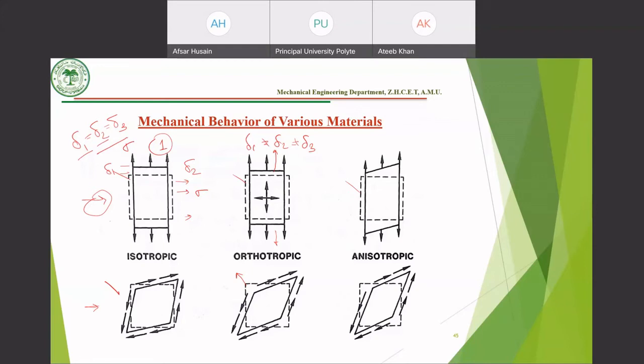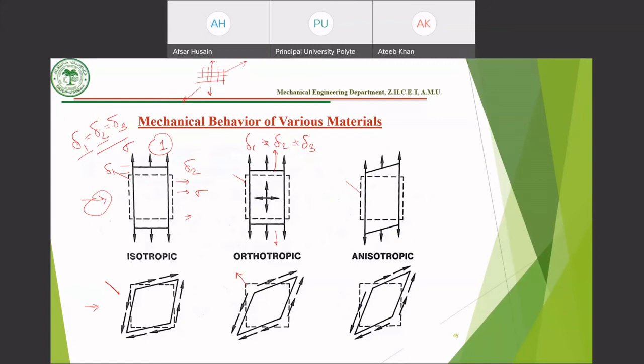But if I apply the load at an angle of 45 degrees, suppose this is your orthotropic material, where you have fibers like this. If you are applying the load over here in this direction, then you will only get the elongation in this direction and the contraction in the respective direction. But if you are applying the load in this direction, then although you are applying a normal stress, you will get the elongation and contraction as in the previous case, and with this, you will also get some shear deformation.